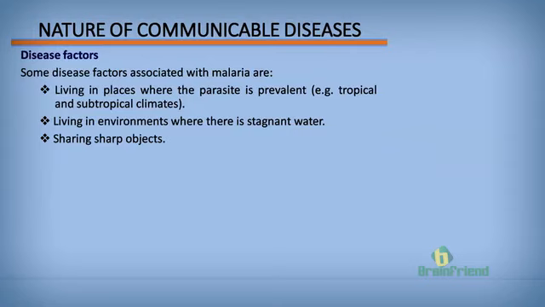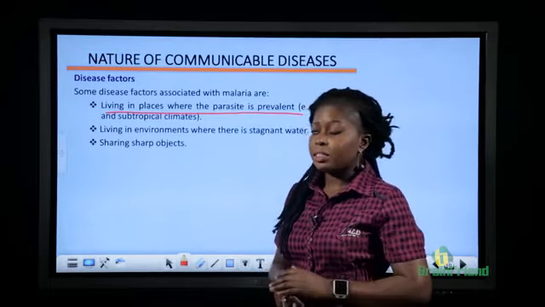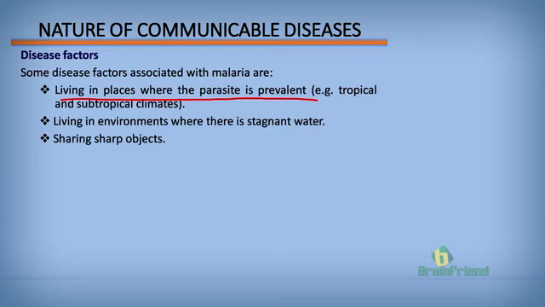Disease factors. We've established that disease factors are those things or situations that increase our chance of contracting a disease. So disease factors associated with malaria are: 1, living in places where the parasite is prevalent. We say that the parasite is prevalent. The malaria parasite, especially the Anopheles mosquito, is prevalent in places such as Asia, Africa, and the sub-Saharan regions. So people living in these areas are more prone to contracting the disease.